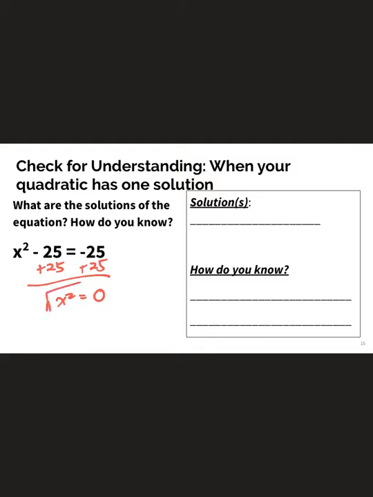I need to take the square root on both sides to get rid of that squaring, so I get x equals 0, right? And I wouldn't write that plus or minus sign in front of the 0 because 0 has no sign, right? And so my solution is just x equals 0.